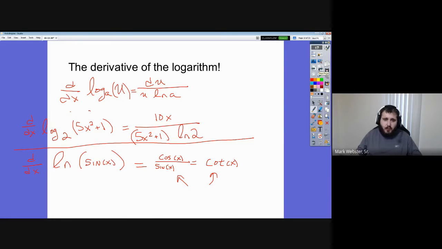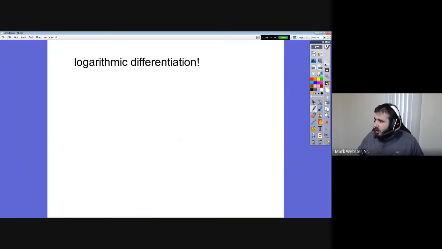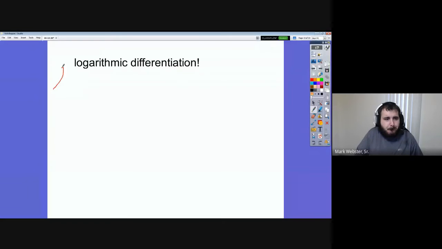All right, last thing I want to talk about. Once we have this idea down, we can actually make life simpler for ourselves by doing what's called logarithmic differentiation. What is logarithmic differentiation? I'm going to show you. So basically the idea is, I don't want to have to work real hard to do a problem.